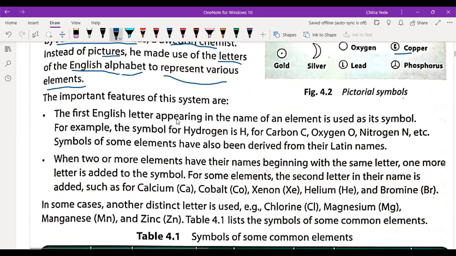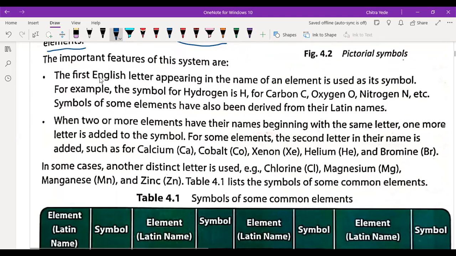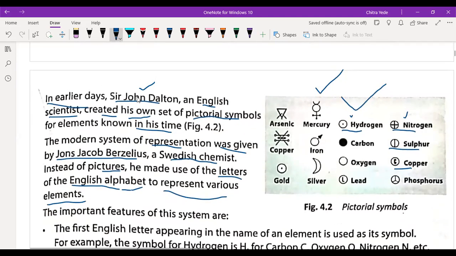The important feature of the systems are. Sir, can I first take a screenshot? Yes, yes, yes. Someone is in the waiting room. Wait. Wafa, Suhana, just join.